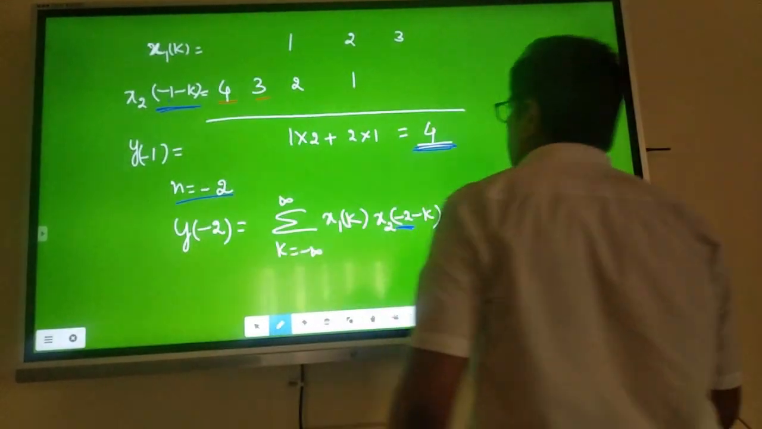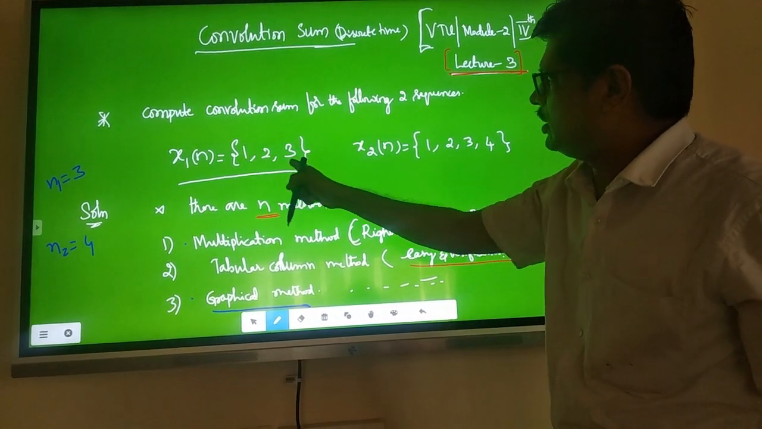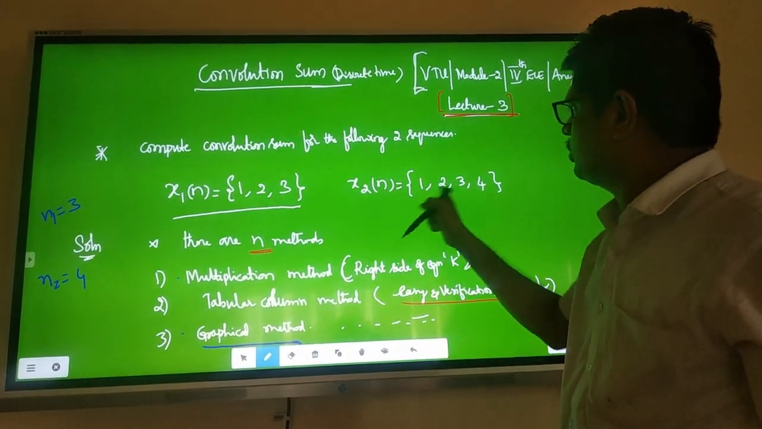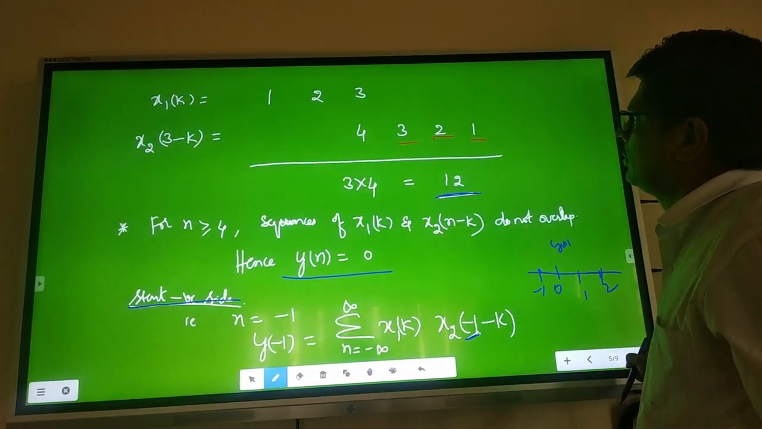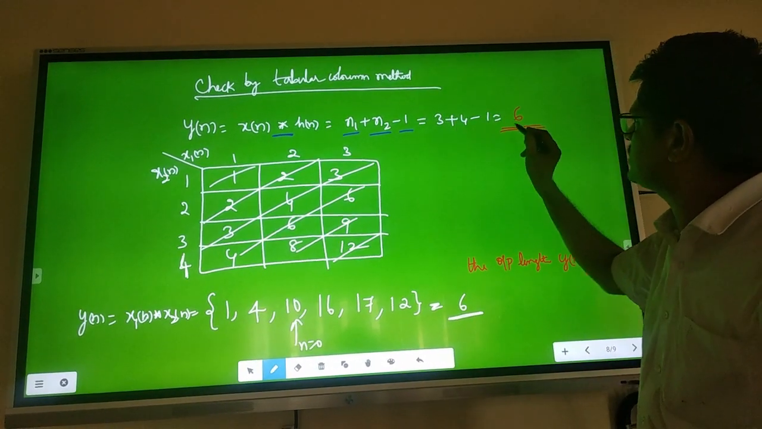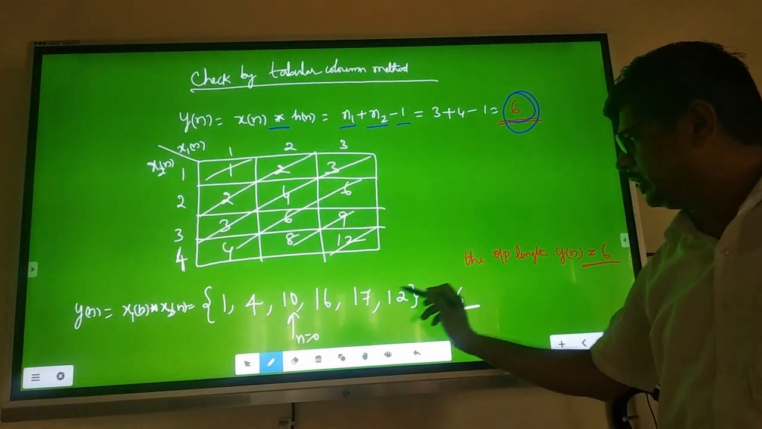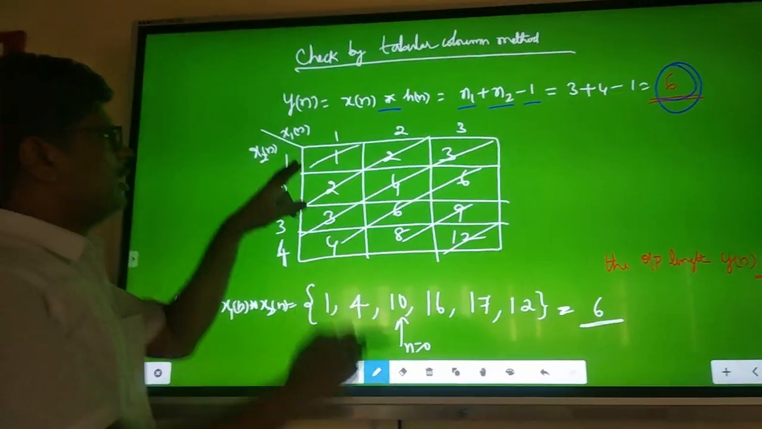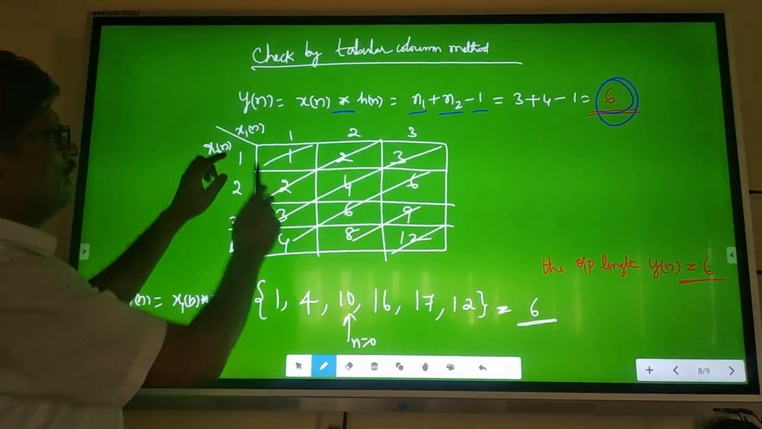What is the length of the first one? The first sequence is, see this, 3. So n1 is 3, n2 is 4. 3 plus 4 minus 1 is the formula, and the answer is 6. That means you should get a 6 length sequence in the end: 1, 2, 3, 4, 5, 6. You are getting a 6 length sequence. Y of n is like this. You should get 6.